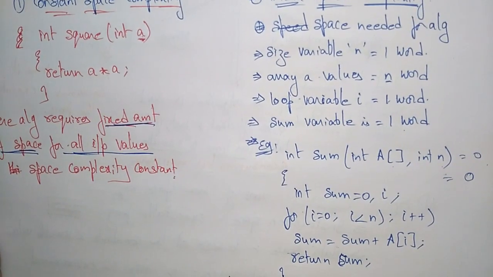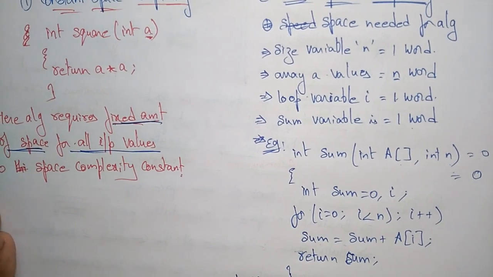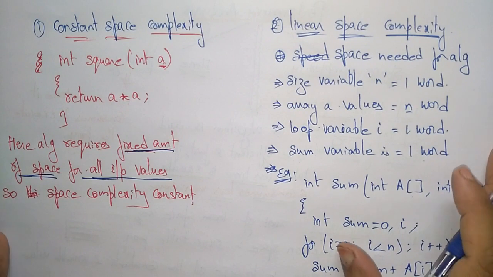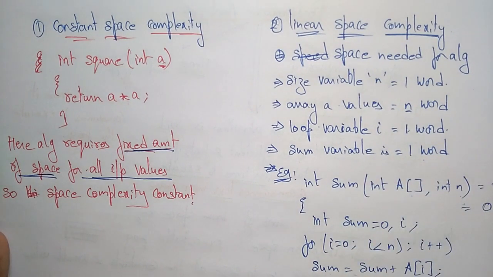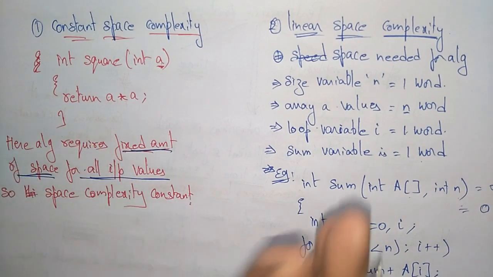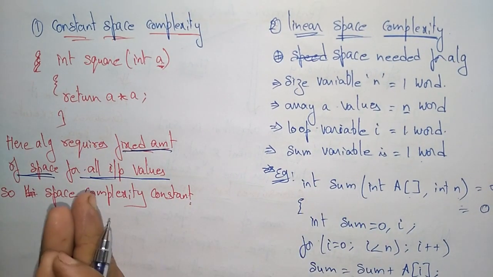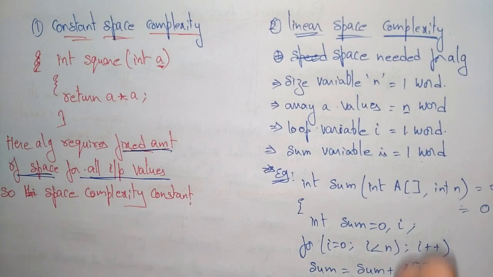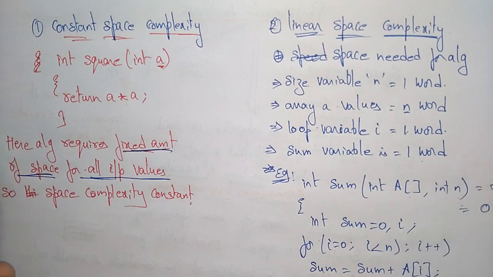For each variable you assign some amount of space, and that is the space complexity. This is how you have to calculate it. Space complexity is of two types: constant space and linear space. Constant space requires only a fixed amount of space for all input values, whereas in linear space, when the input values increase, the algorithm automatically requires more space. That you call linear space complexity.